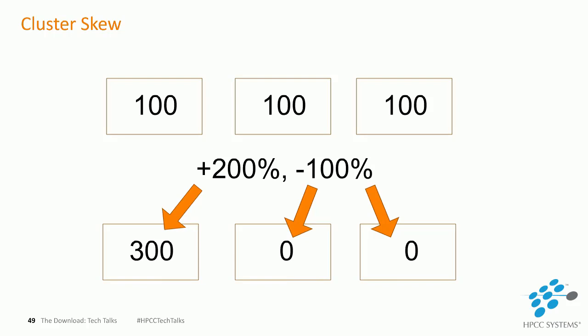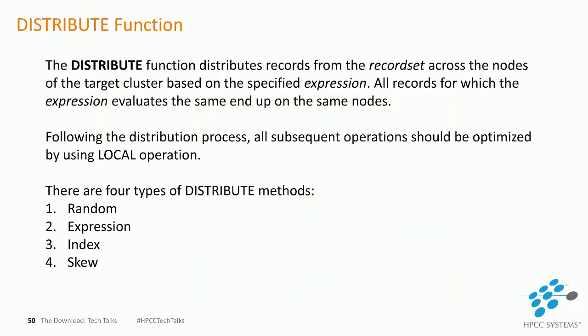And so the solution for this, when we encounter cluster skew, which results in the slowing down of our ECL process, is the distribute function. So the distribute function saves the day. It distributes records from the record set across the nodes of the target cluster based on whatever method you want to choose. The distribute function also recommends that once you've distributed the data properly across all the nodes, local operation can then be achieved.